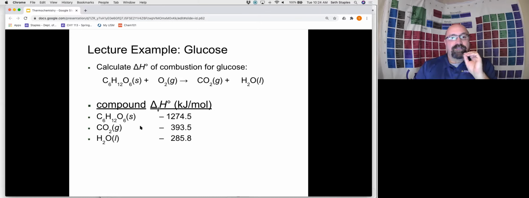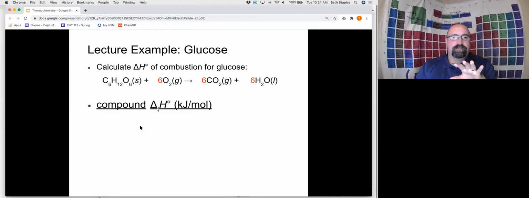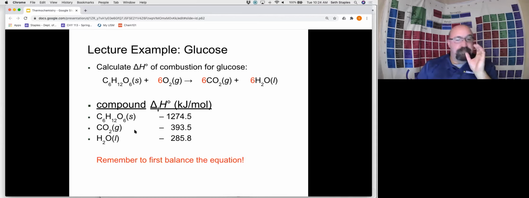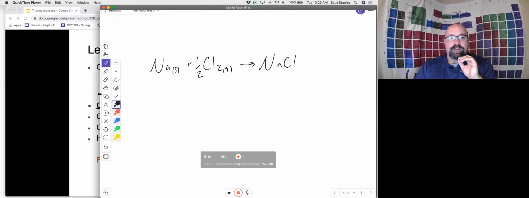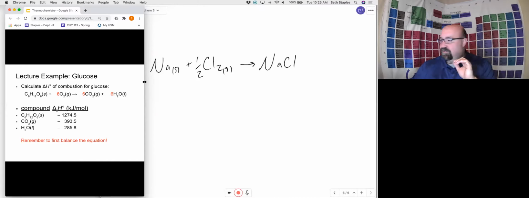So the first thing that we have to recognize is that this equation is not balanced. And so we're going to balance it first. I'm not sure what's happening with my slides, but now we've balanced this equation. So that's going to be key for us. And so what we want to do now is take all the heats of formation of all of our products and subtract the heats of formation of our reactants. And so let's take a look at that.